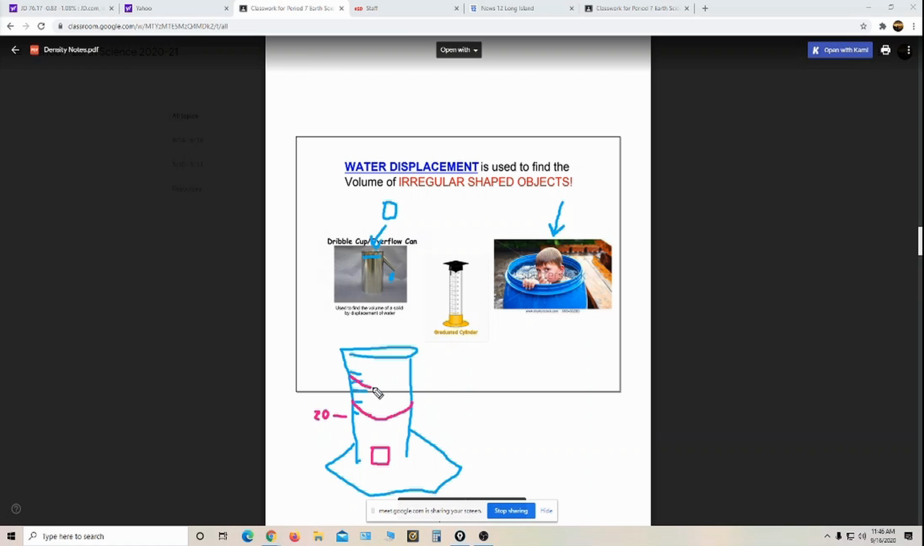Then what you would do is you would throw the object into the graduated cylinder. The water level will go up, and however much the water level goes up, like let's say it went up to 25, then your object would have a volume of 5 milliliters, or the other unit that's interchangeable is 5 cubic centimeters. Okay?